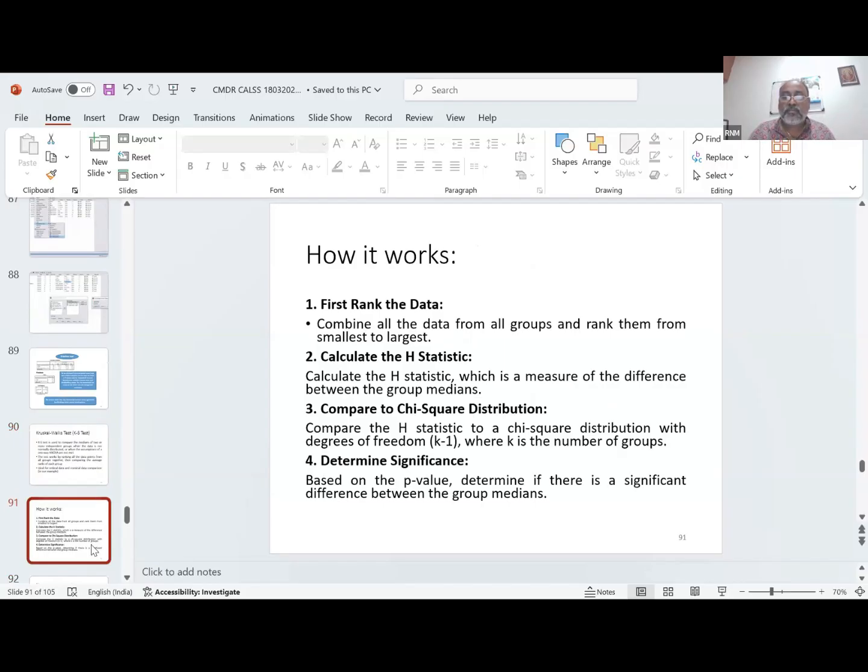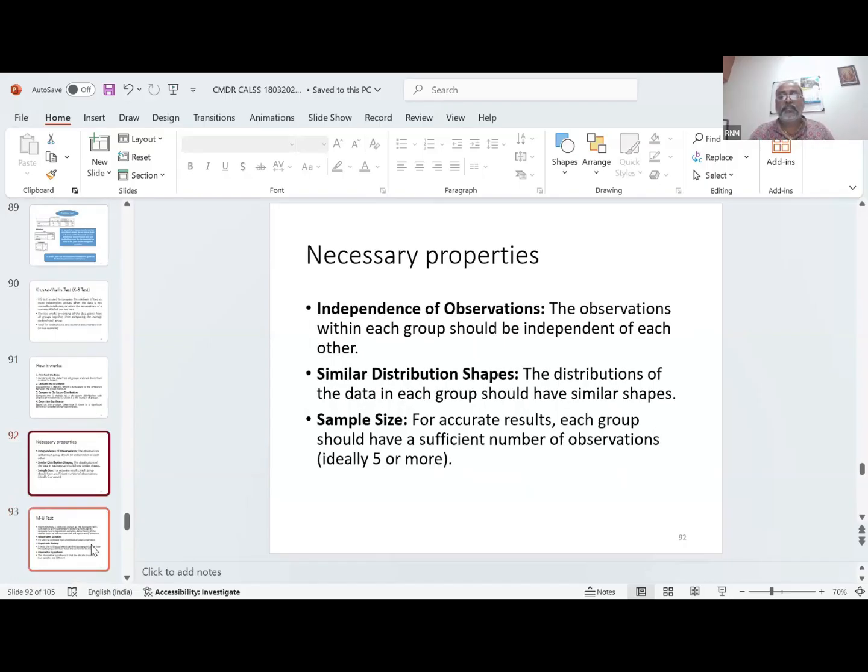It also starts from the chi-square distribution. The necessary properties are: the observations within each group should be independent of each other. The distribution of data in each group should have similar shapes. For accurate results, each group should have a sufficient number of observations. See, again I come here. I have told you earlier that n is greater than 30 or less than 30. That is one of the important criteria.